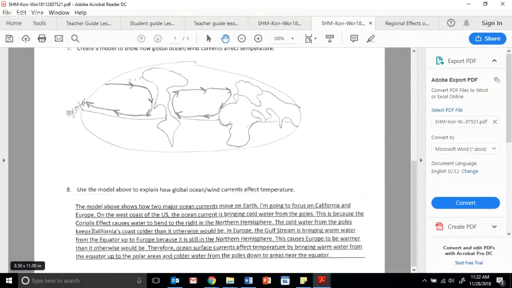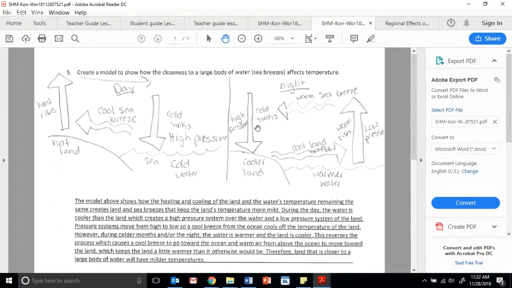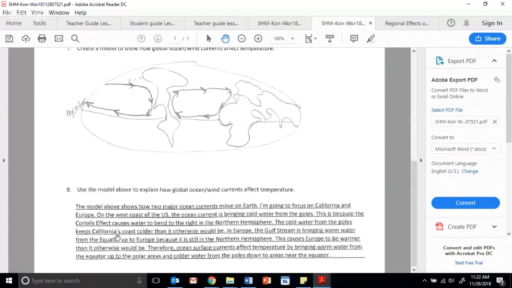Okay, so this is kind of referencing the sea breezes from up here, but all that you're really talking about is that California's water is colder. Okay, and that's all you really need to mention.